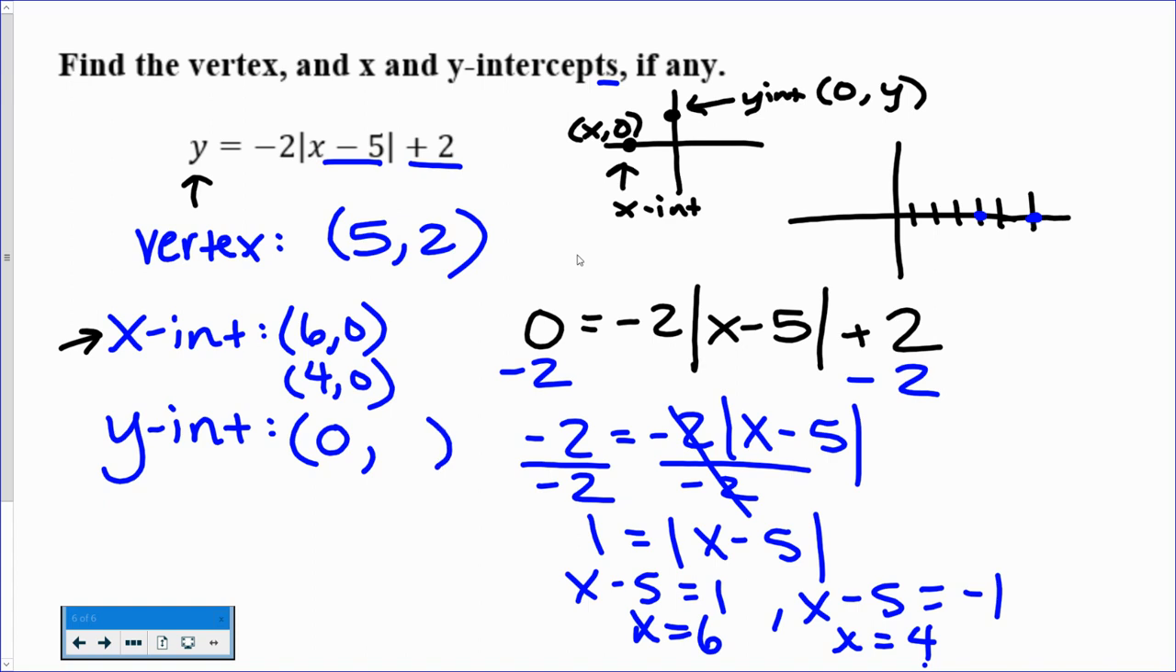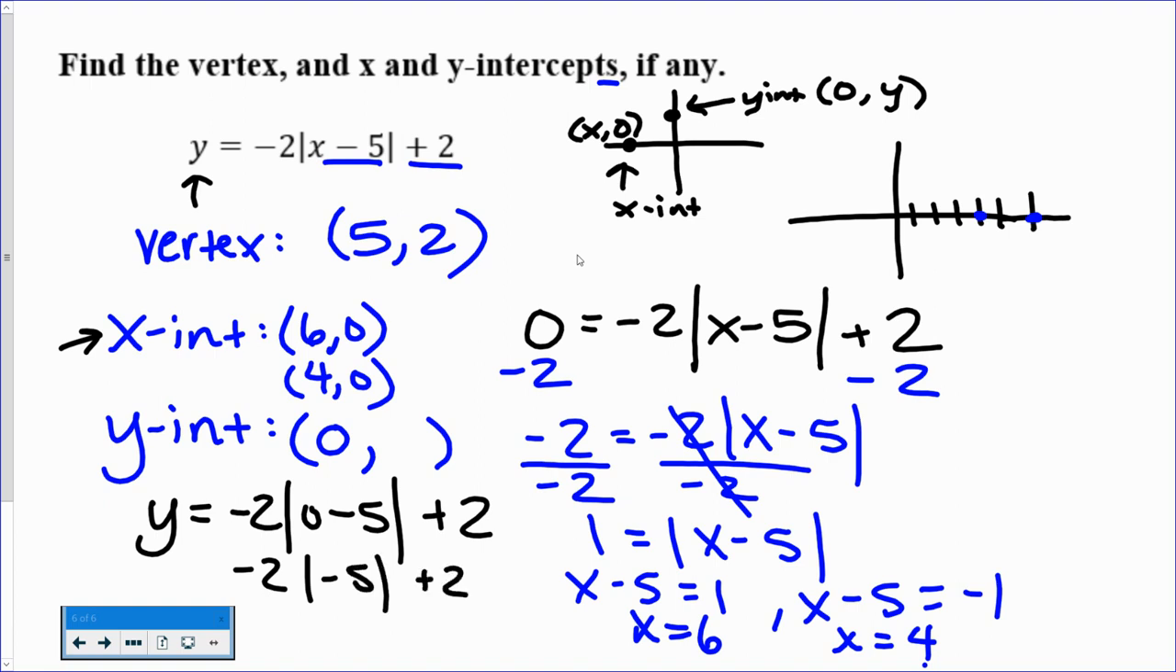This is actually a little bit easier to figure out than the last problem here. So I'm plugging in 0 in place of the x. So now I don't have to solve it. I'm going to just evaluate. So what is 0 minus 5? That's -5. What's the absolute value of -5? That's +5. -2 times 5 would be -10. Plus 2 would be -8.